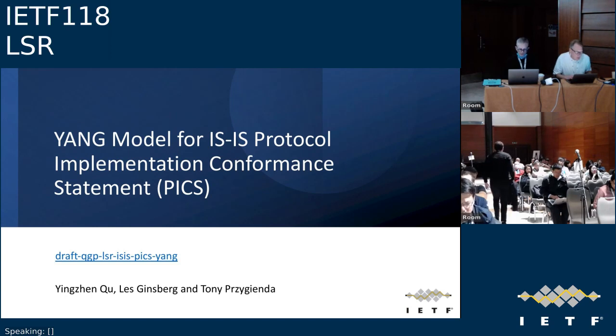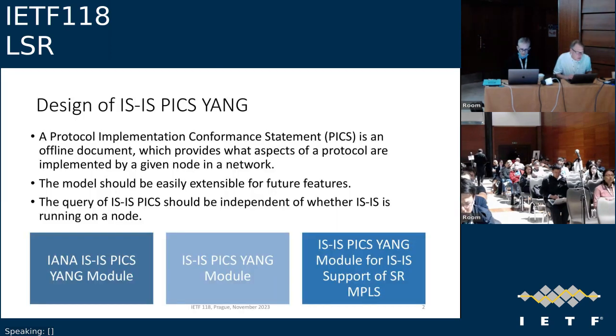So I'm going to talk about the YANG data model for ISIS PICS. Next slide, please. PICS stands for Protocol Implementation Conformance Statements. It's actually an official term in ISO 10589. So basically it's a form on a piece of paper. It's a checklist for an implementation to claim what kind of ISIS features they support or implemented. Now we are in 2023. Instead of a piece of paper, we can use a YANG data model to implement the same functionality.